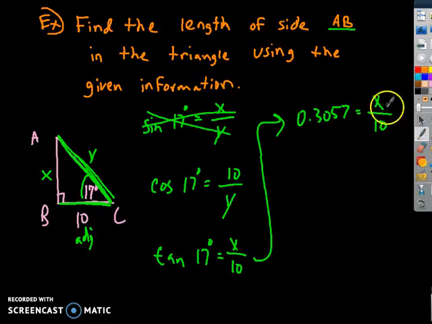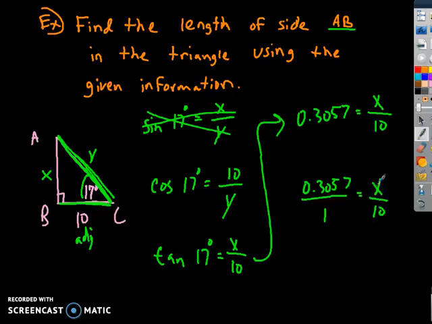And again, if I was teaching this to a geometry class, I would tell them, this is a fraction. Why not make that one a fraction? And how could you make that one a fraction? Well, you put it over 1. So 0.3057 over 1 equals X over 10.